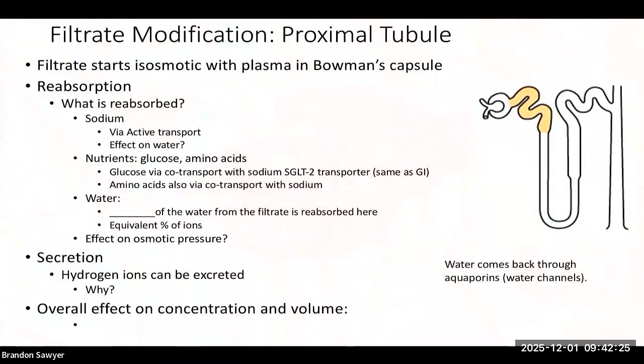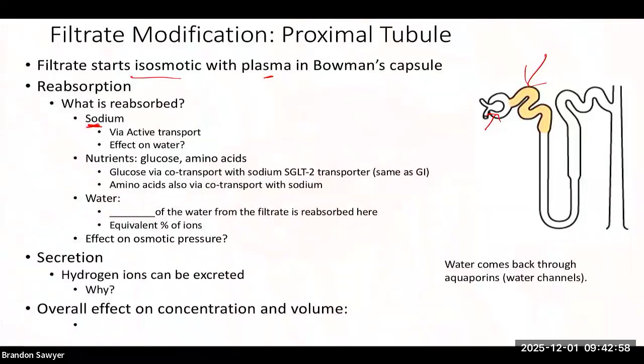Okay, so let's start out with what's happening in the proximal tubule. We'll go through each part of the nephron. So here's our Bowman's capsule, right? We're focusing in on the proximal tubule here first. Again, the filtrate is going to start isoosmotic with the plasma in Bowman's capsule. And then the questions for each little section of the nephron are what's reabsorbed, what's secreted, and what's our overall effect on concentration and volume of the urine?